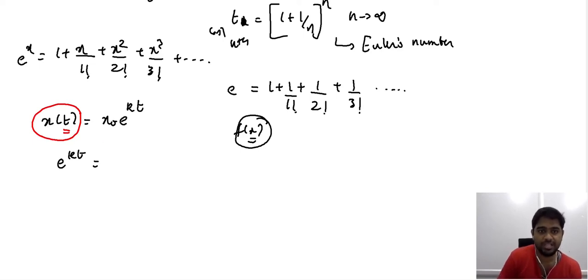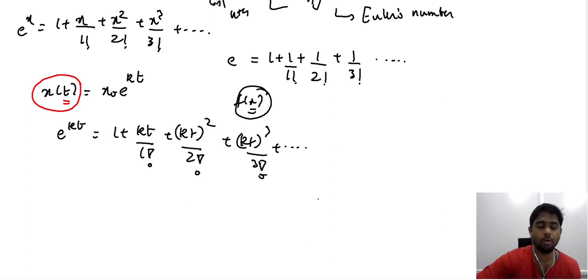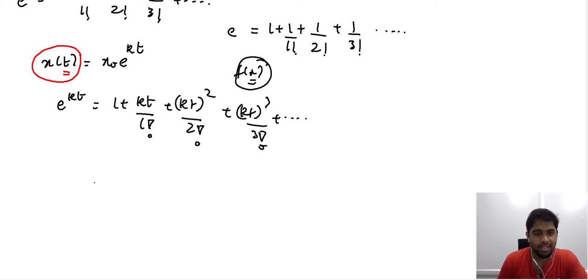Now in such a case, e power kt would be of this form: 1 plus kt by 1 factorial, kt the whole square by 2 factorial, kt the whole cube by 3 factorial, and so on and so forth. So this is the expansion of the exponential term that we see in the model that we have developed. Now this is just to give you an understanding of the role of Euler's number in the context of the physical system.